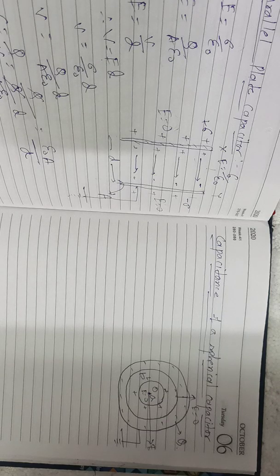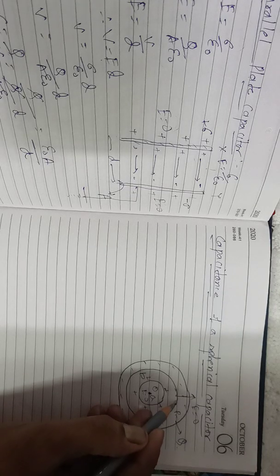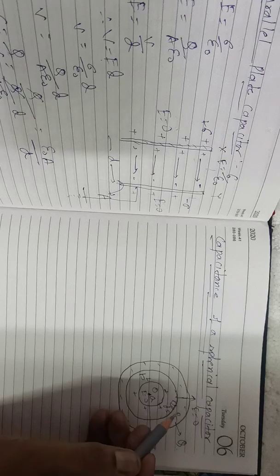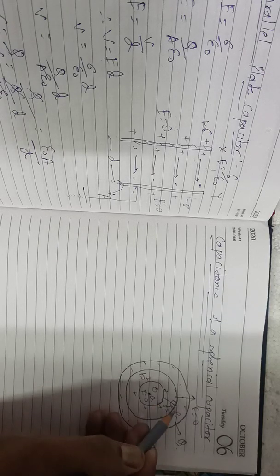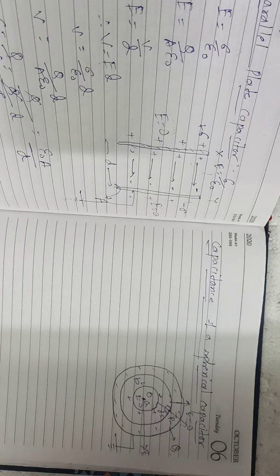To determine the electric field at any point, we need to draw a Gaussian surface, which you can see here passing through a point P. We have drawn a Gaussian surface passing through point P, and we need to assume a small element of area dS here. The dS and the electric field are both going in the same direction.